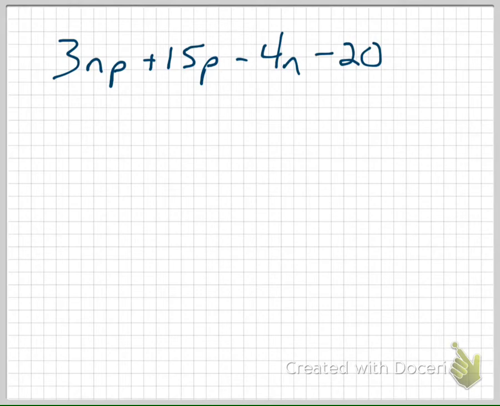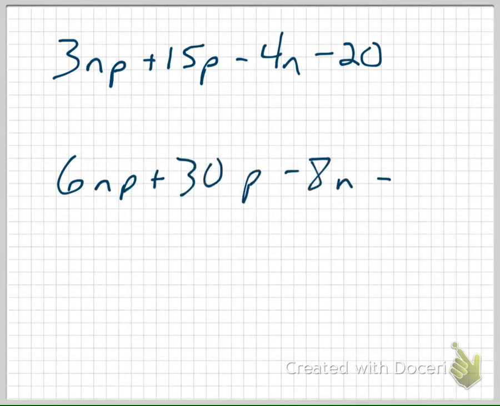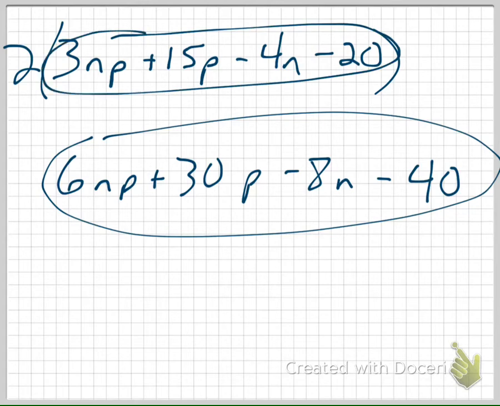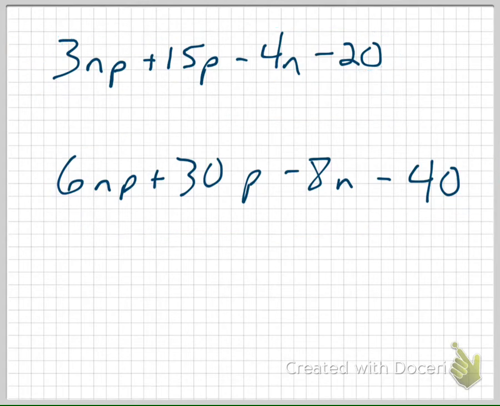I'm going to end up like this. I'm going to end up with a 6np plus 30p minus 8n minus 40. And I'm going to say, okay, can I pull anything out of here? What can you pull out of there? A 2. And it's going to end up being 2 times this. And then you're going to go, oh, I'm done. No, because what can you do with this again? What did you just do? I can group them, right? So I'm just telling you that it starts to get ugly.